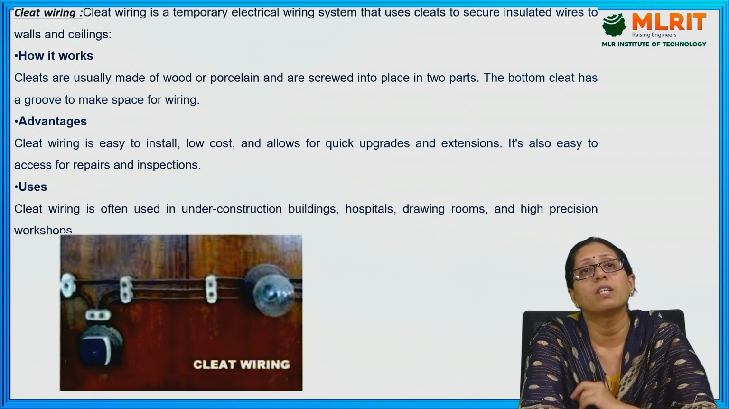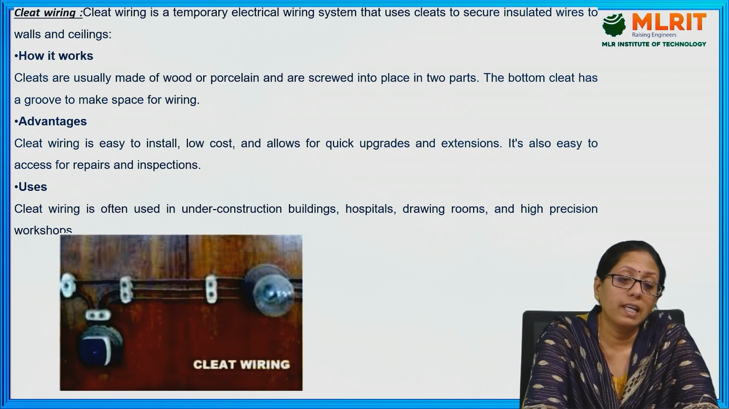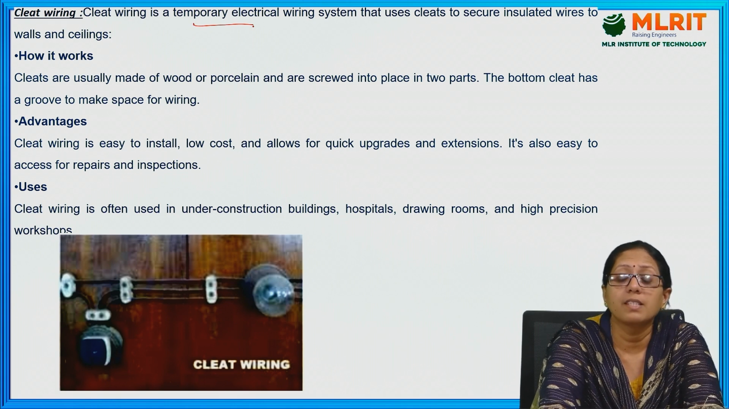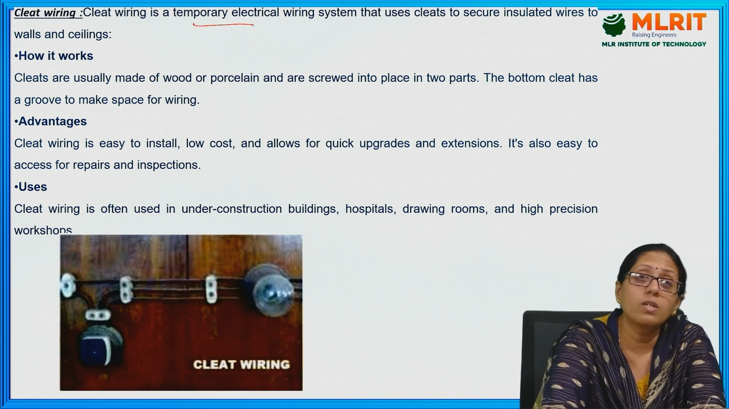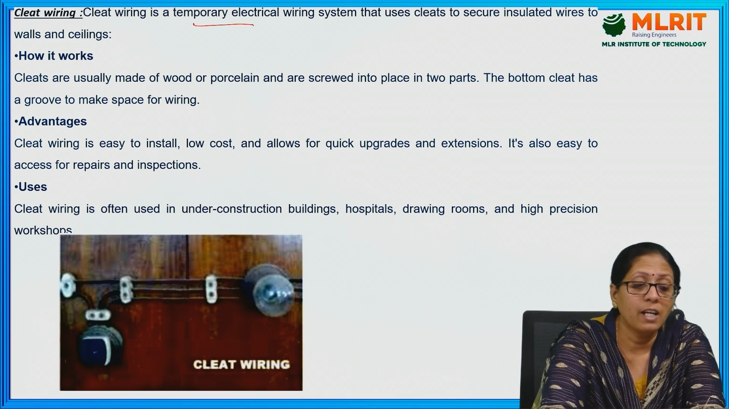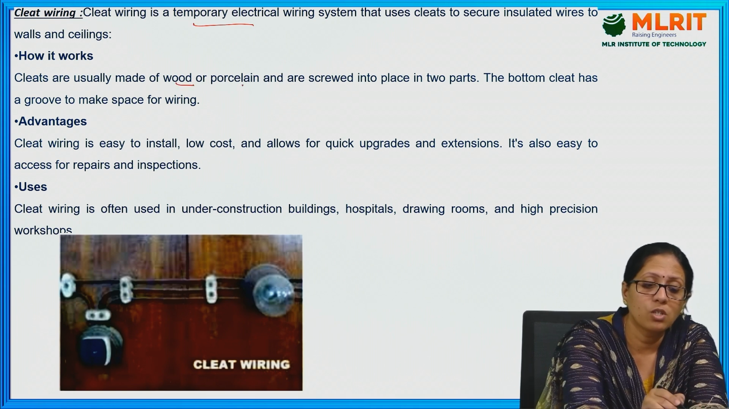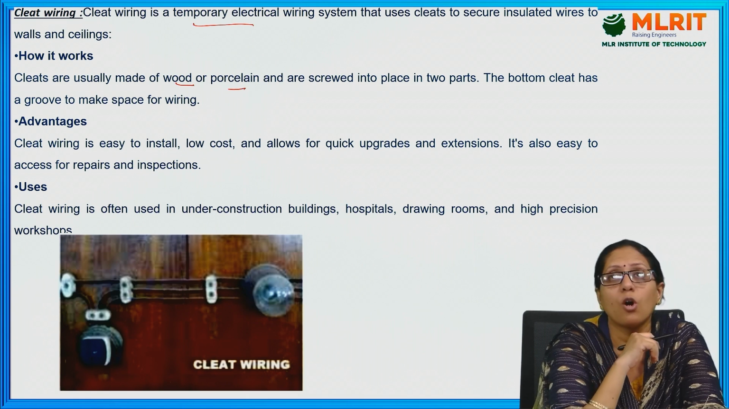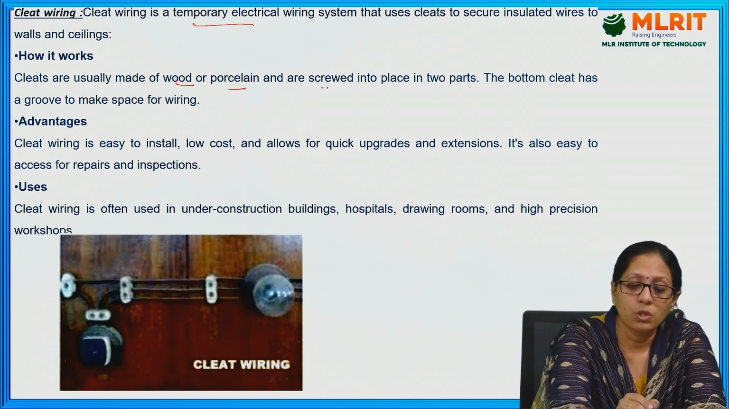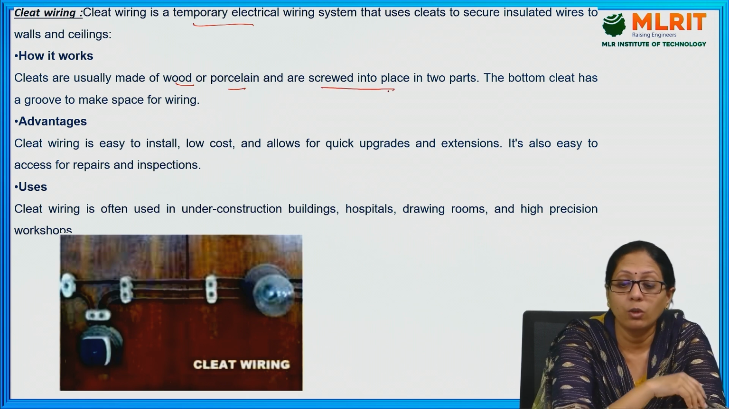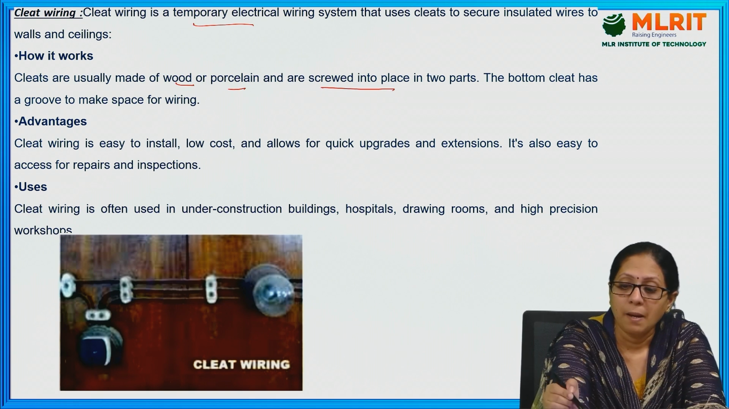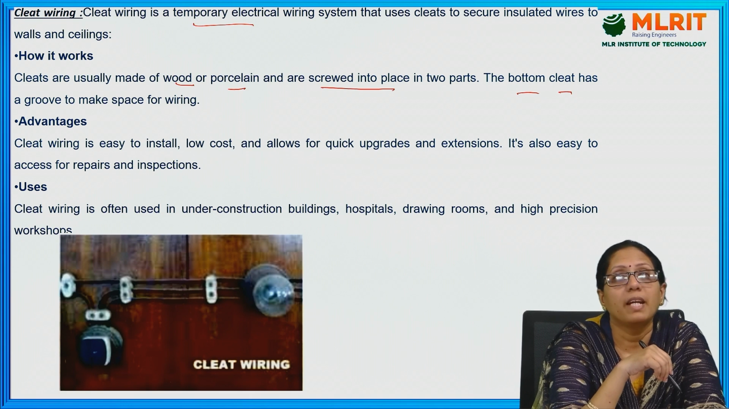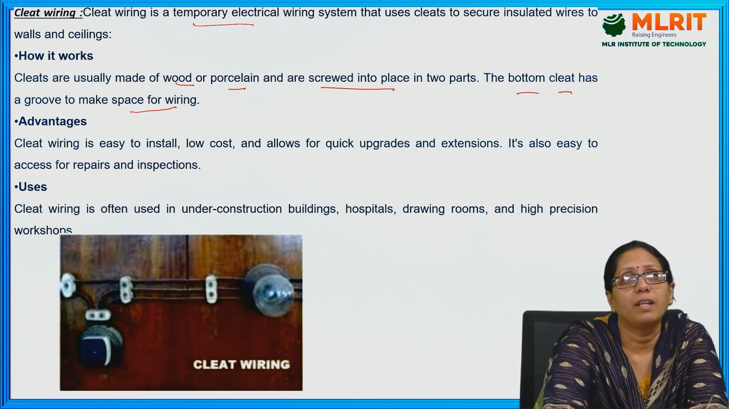The first one is cleat wiring. Cleat wiring is a temporary wiring. How does it work? Cleats are usually made up of wood or porcelain, and they are screwed into place in two parts. The cleat has a groove to make a space for wiring.